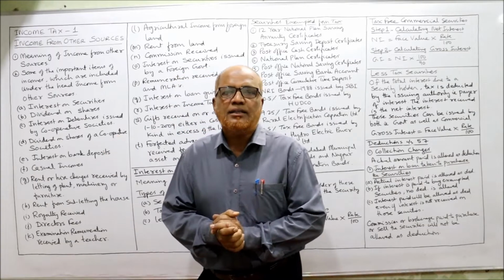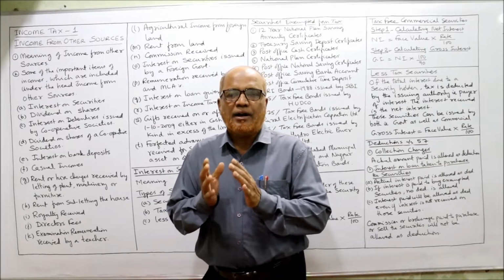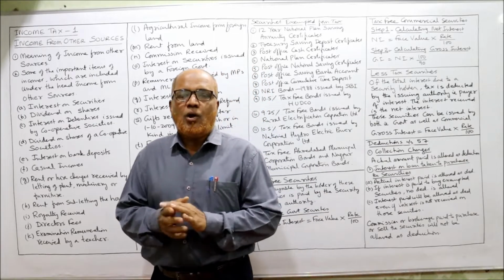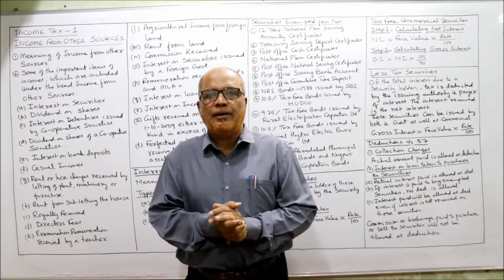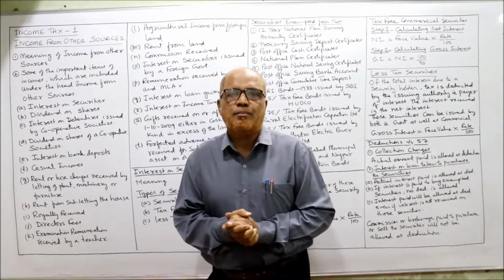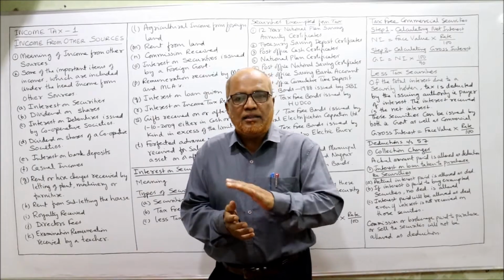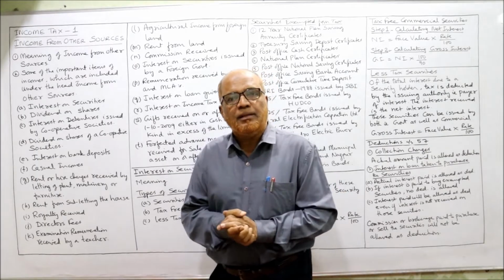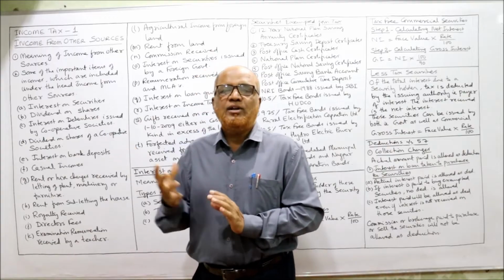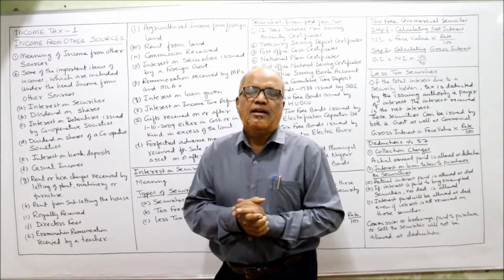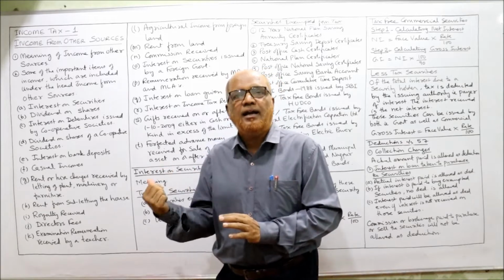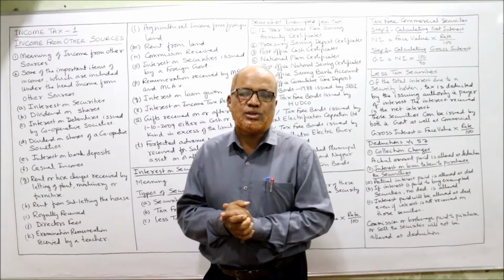Now I'm going to start the last topic of this Income Tax Act 1961, that is income from other sources. Income under the head income from other sources. Already I have completed the 4 topics: income from salary, income from house property, profits and gains of business and profession, and capital gain. These 4 heads I have completed in the previous videos. Now in this video I am going to explain in detail what are the incomes that are taxable under the head income from other sources.